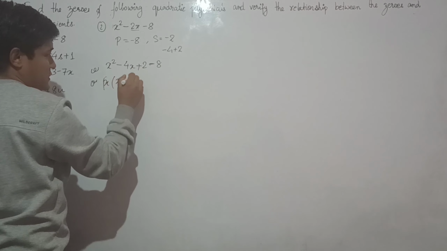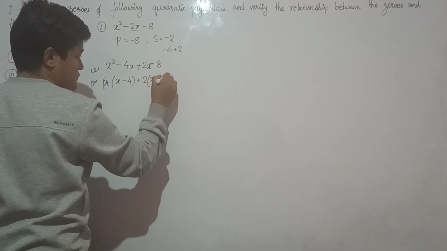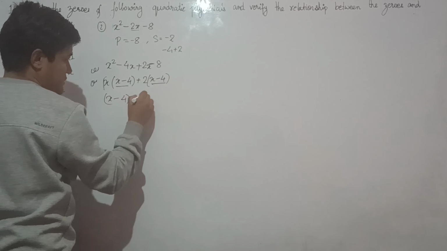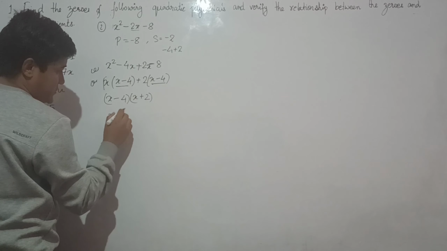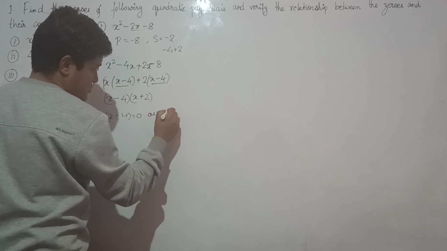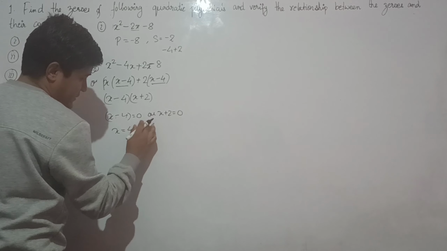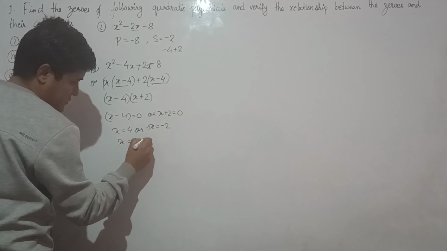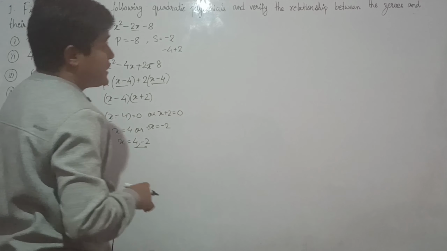x minus 4, and then 2x minus 8, take 2 common, x minus 4. So since you can take common x minus 4 and x plus 2, the value of x is x minus 4 equals to 0 or x plus 2 equals to 0. So x equals to plus 4 or x equals to minus 2. 4 and minus 2, so we got the values. So check and verify.